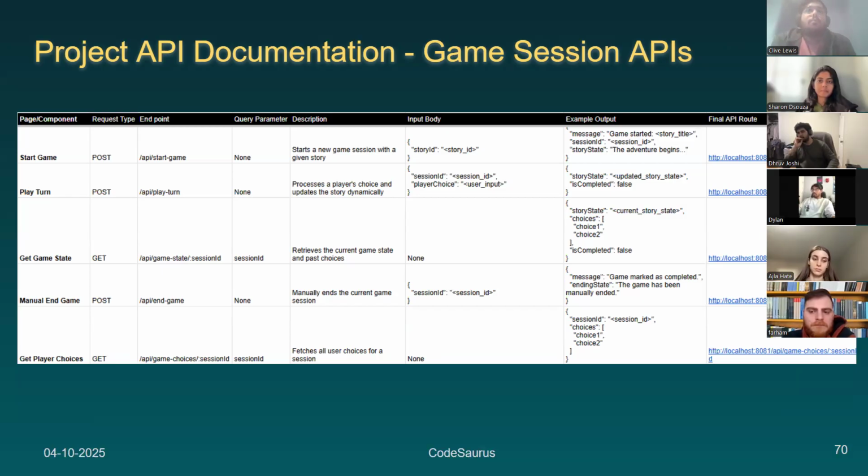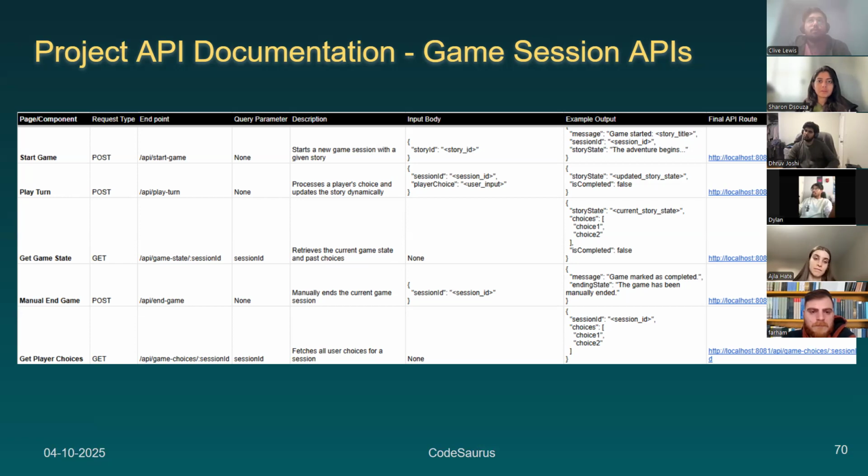Every time the user inputs text into the input box and sends it, it has to be sent per session ID, along with what the player just typed in, to the backend. Then it's a post endpoint. Then get game state is just to get where the game is and what the past choices are. So it fetches all the logs from the database and so on.